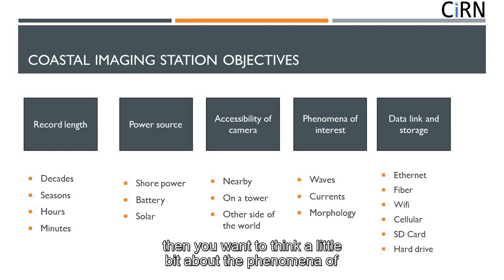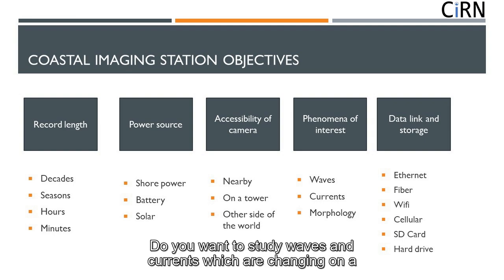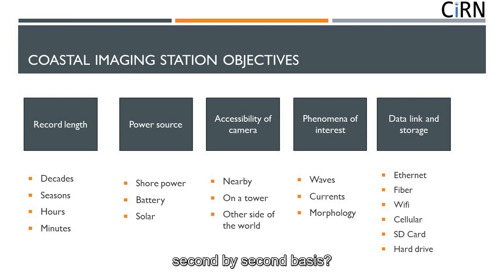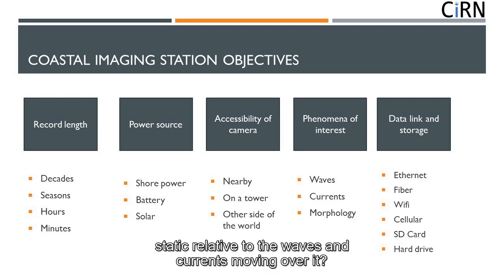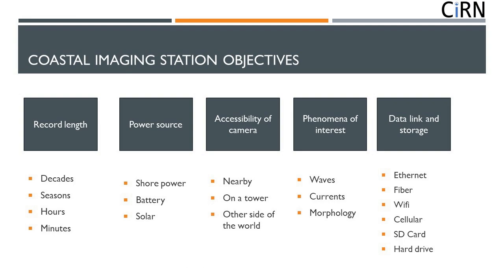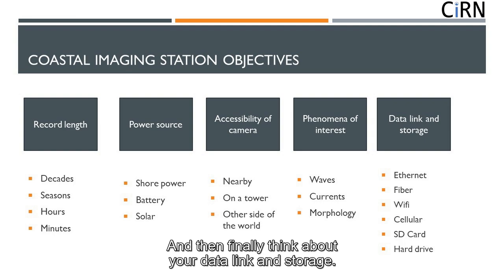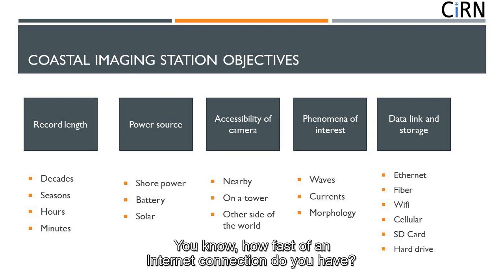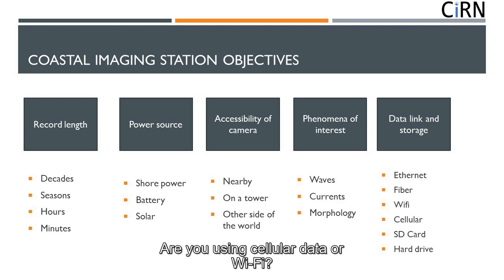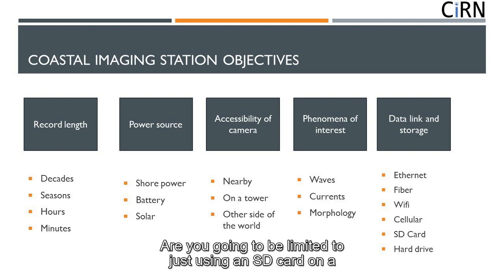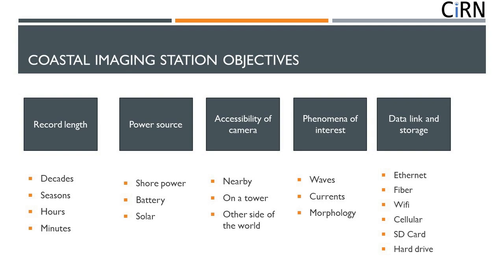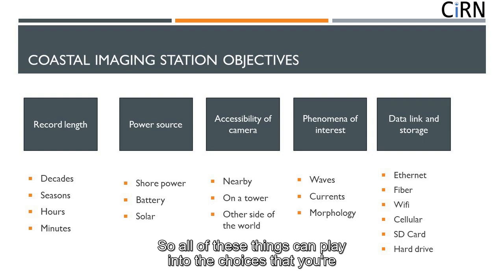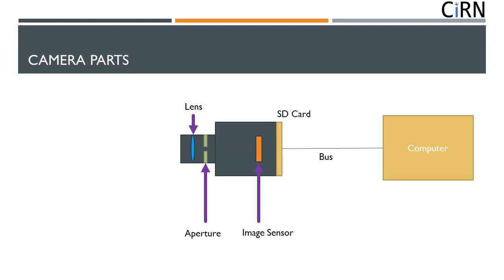And then you want to think a little bit about the phenomena of interest. Do you want to study waves and currents, which are changing on a second-by-second basis? Or are you studying morphology, which might be a little bit more static relative to the waves and currents moving over it? And then finally, think about your data link and storage. How fast of an internet connection do you have? Are you using cellular data or Wi-Fi? Are you going to be limited to just using an SD card on a camera, or do you have capacity to use a hard drive that you'll be swapping in and out? So all of these things can play into the choices that you're going to make for your imaging system.